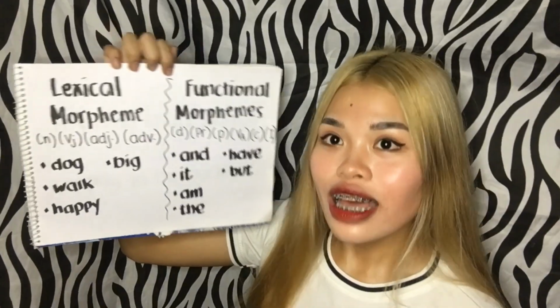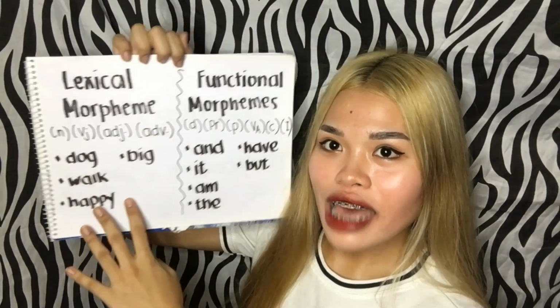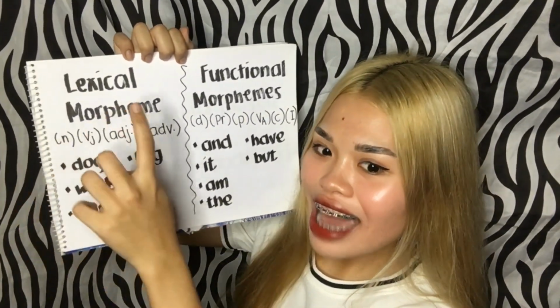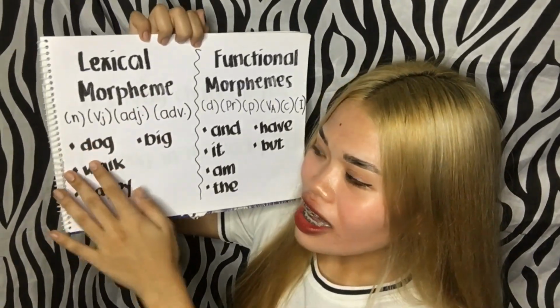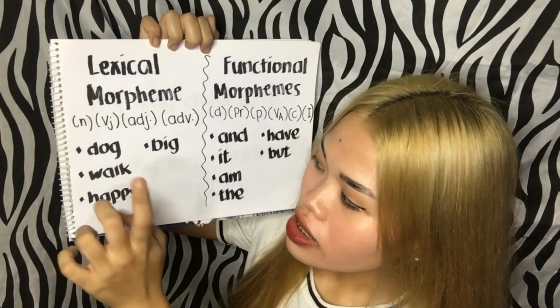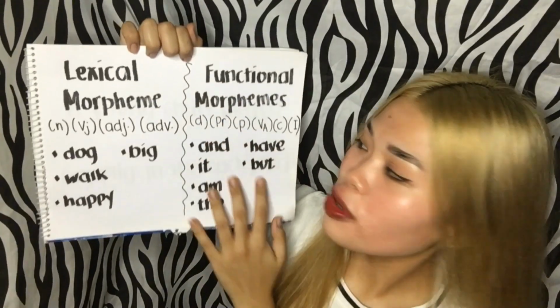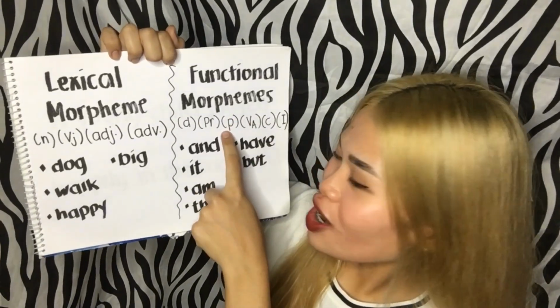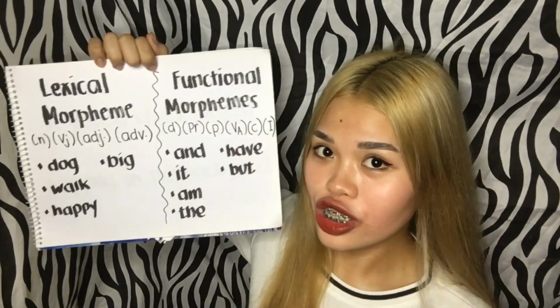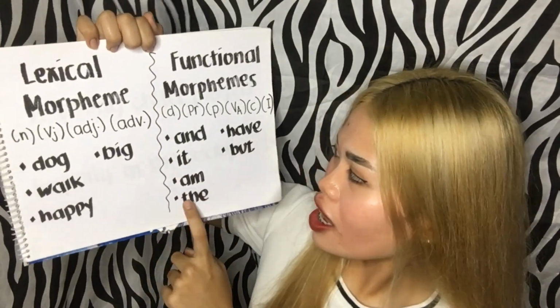So I have here an example of the difference between the lexical morpheme and the functional morpheme. So lexical morphemes has the noun, the verb, the adjective, and the adverb. So here are the examples. The dog, walk, happy, and big. And the functional morphemes has the determiner, pronoun, preposition, auxiliary verb, conjunctions, and interjections. Like for example, and, it, am, the, have, and but.